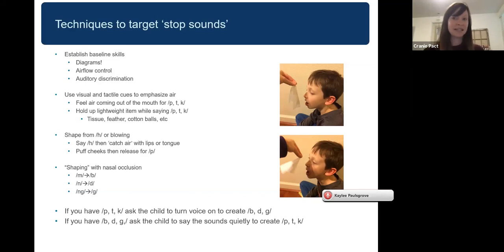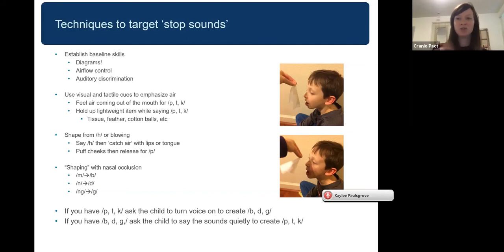If you're working on a T, you can ask them to make an H and then catch the air with their tongue tip. So, and then you're able to help them make a T. Another shaping strategy that I like to use is have the patient just puff their cheeks together, hold their breath, and then release it from their lips.